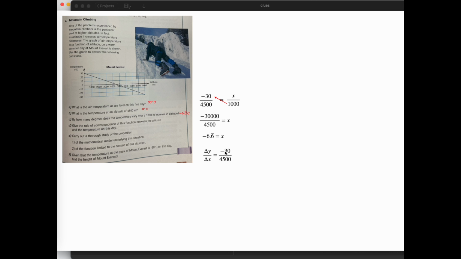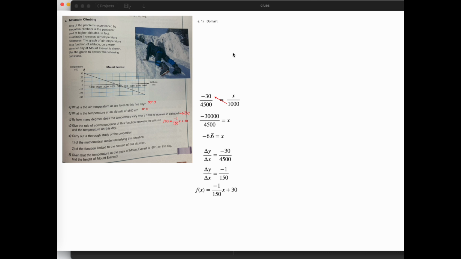Delta y over delta x is negative 30 over 4,500. If we start here, this is our point 1 and this is our point 2, then our delta y is, we went down 30, our delta x is, we went over 4,500. Negative 30 over 4,500, which we can chop off the zeros and say negative 3 over 450, and then divide the top and bottom by 3. That's going to give us negative 1 over 150. Then we know the b, so we have the equation. f of x is equal to negative 1 over 150 x plus the b value, plus 30. That's our equation.